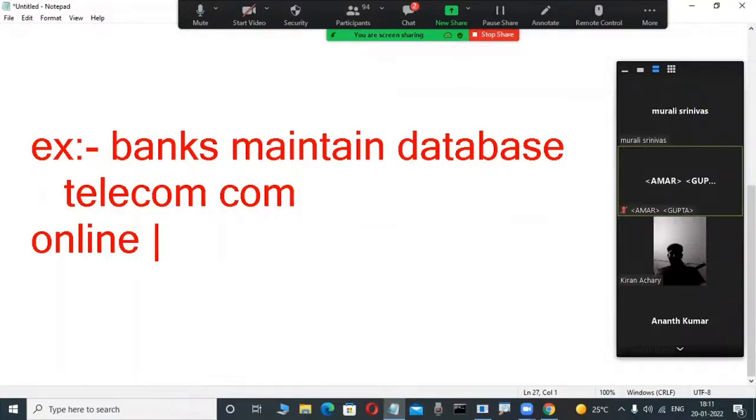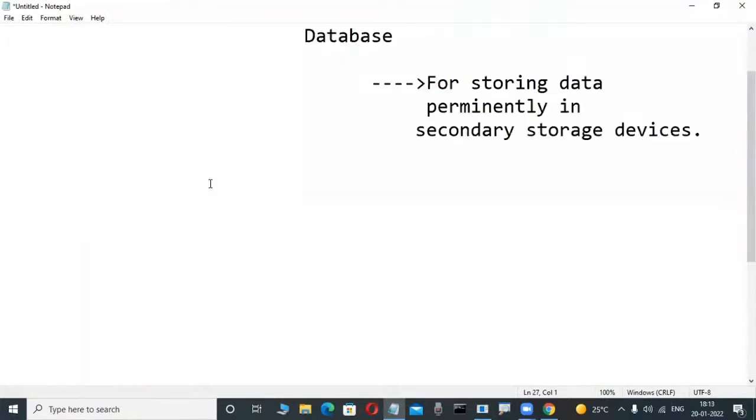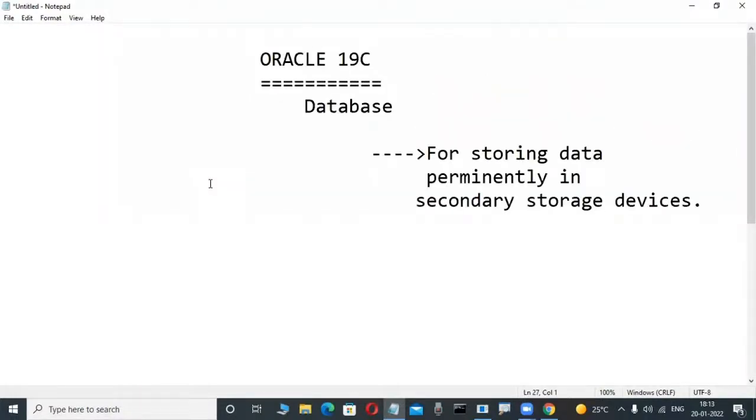Nowadays in a banking system, OTP validation is there. We type a phone number, then an OTP is automatically generated and sent. How? Through a database application. That's why, for reservations and all these things, so many real-time applications worldwide maintain databases.